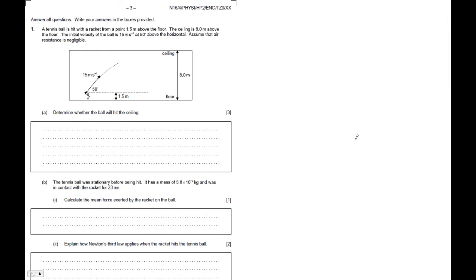Let's look at this question here, and you can identify these by the numbers up at the top there. So a tennis ball is hit at 15 meters per second at an angle of 50 degrees above the horizontal, right? And then the question is whether it'll hit the ceiling. So this is a vertical question, but the first thing you want to do is take that 15 meters per second, and figure out that vertical component of the velocity.